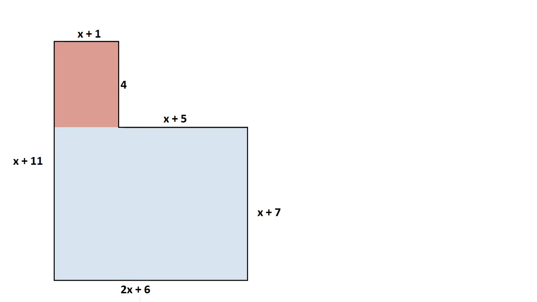So if we split the shape into two smaller shapes like this, we've got a sort of burgundy colored shape at the top and a blue shape at the bottom. So we need to work out the areas of the two smaller shapes and add them together. Now I've written in the lengths of the other two sides that were not given at the beginning.